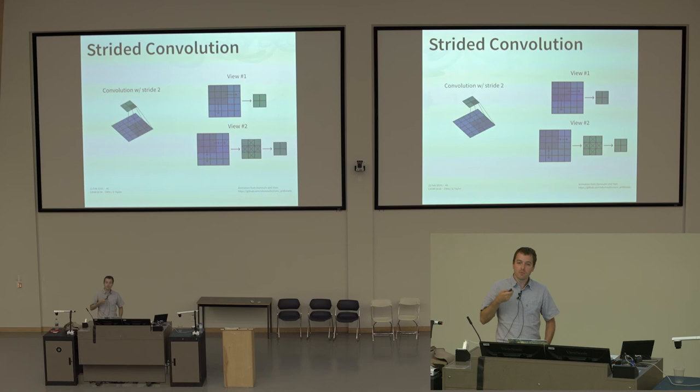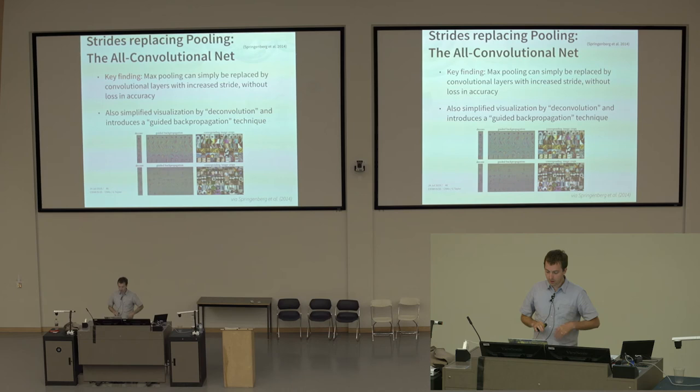An example of the use of strides greater than one is in something called the all-convolutional net. This is a popular architecture that exploits striding. What it shows is that you can do away completely with max pooling layers just by using strides greater than one, without any loss in accuracy. They also have another contribution where they simplify one of the early techniques for visualizing CNNs, the deconvolution method of Matt Zeiler and Rob Fergus, and they even propose a visualization technique of their own. But the main point here is that it's an architecture entirely composed of convolutional layers. That's it. At the end it uses one-by-one convolutions and global average pooling.